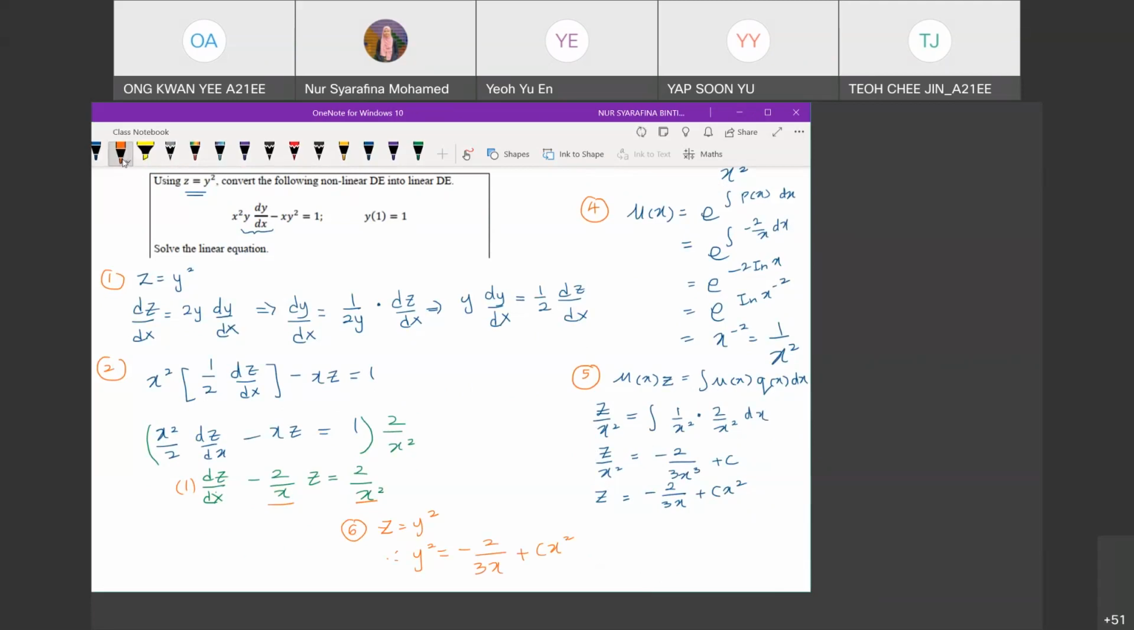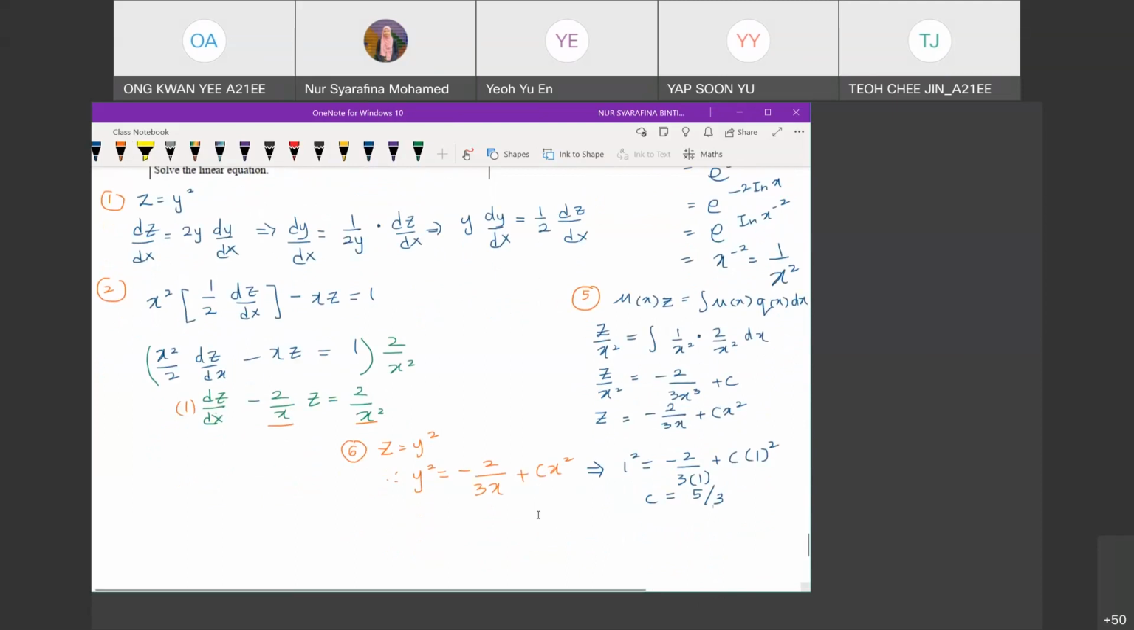Oh, not yet, because we have a condition, right? Since we have the condition, you can find the value of c by substituting x equals 1, y equals 1. So this is minus 2 over 3 plus c times 1 squared, so c equals 5 over 3. Then just substitute again: y squared equals minus 2 over 3x plus 5 over 3 x squared.